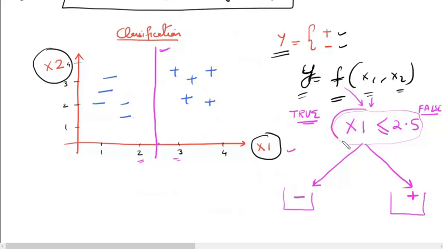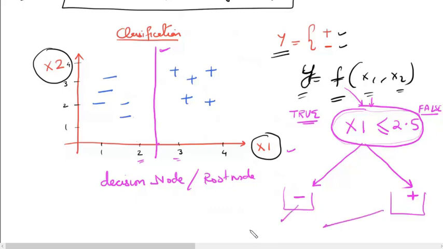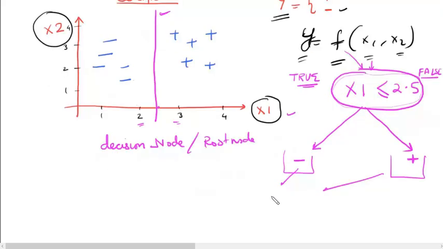So this particular decision that you made here is called a decision node. This is known as a decision node, also known as the root node. Root node because it starts from here. This is the root. So it's like an inverted tree. This is the root of the tree. And the other nodes here, so these two nodes are known as terminal nodes. Terminal because that's where the entire tree ends.